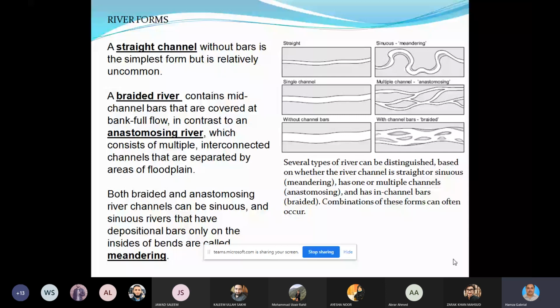So both braiding and anastomosing river channels can be sinuous. That is, they can have the zigzag path, and the inside of the bends, especially while they are forming the depositional bars, they will be called the meanders.